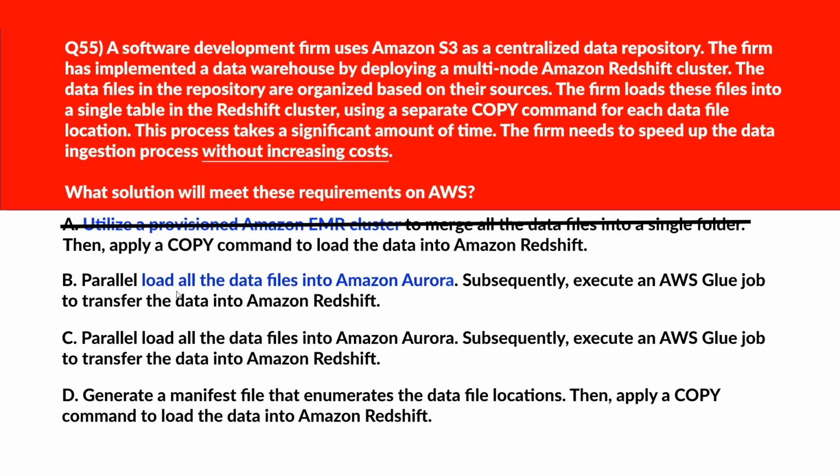Option B, if you look, parallelly load all the data files to Amazon Aurora, subsequently execute an AWS Glue job to transfer the data into Amazon Redshift. Loading data into Amazon Aurora and then using AWS Glue adds extra steps and cost. Incorrect choice. Let's move to option C. C says parallel load all the data files into Amazon Aurora, subsequently execute an AWS Glue job to transfer the data into Amazon Redshift. Using AWS Batch is unnecessary and adds complexity and cost. So this is again wrong.